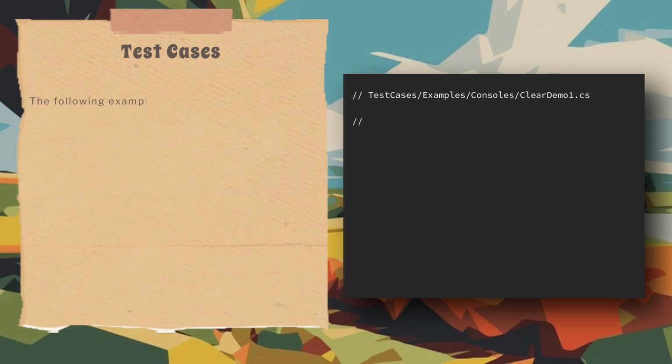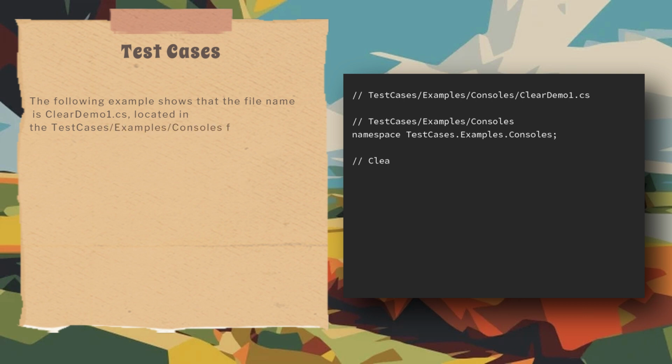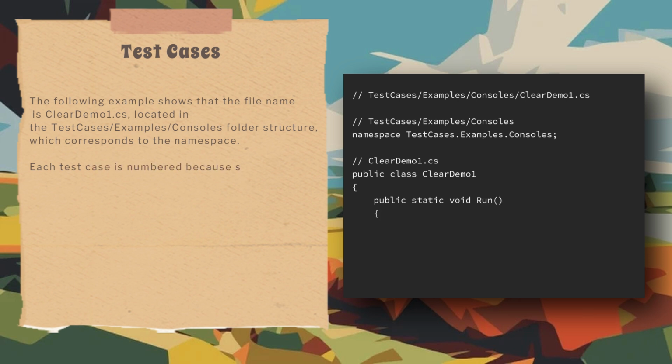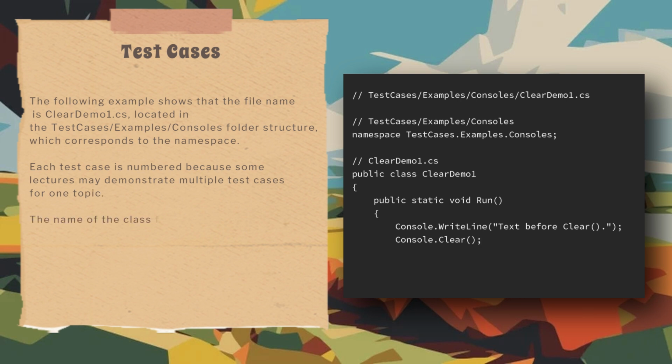The following example shows that the file name is ClearDemo1.cs, located in the TestCases/Examples/Consoles folder structure, which corresponds to the namespace. Each test case is numbered because some lectures may demonstrate multiple test cases for one topic. The name of the class file typically consists of the topic name, followed by the Demo suffix and a number.